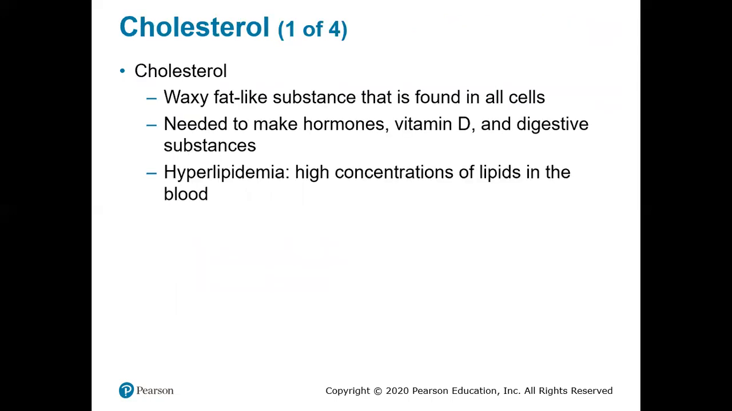Now we're going to look at cholesterol, which begins on page 484 and very quickly moves to page 486 in the textbook. Cholesterol is a waxy, fat-like substance that is found in all cells. It is needed to make hormones, vitamin D, and digestive substances. Hyperlipidemia refers to high concentrations of lipids in the blood.